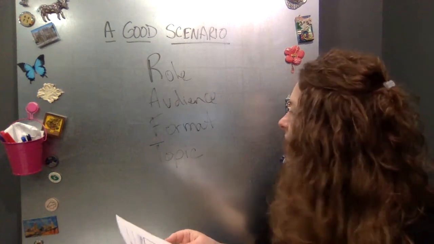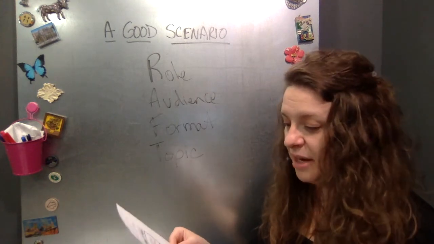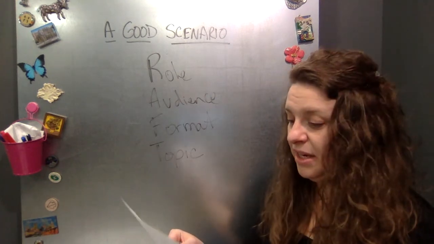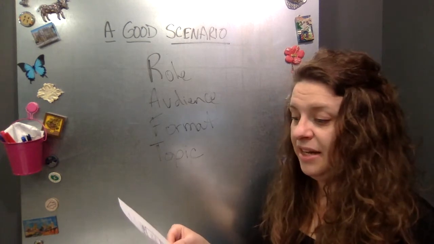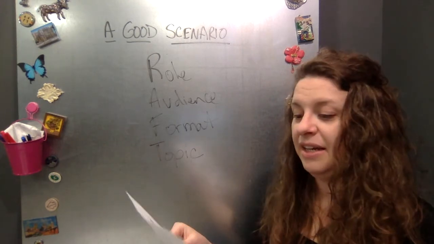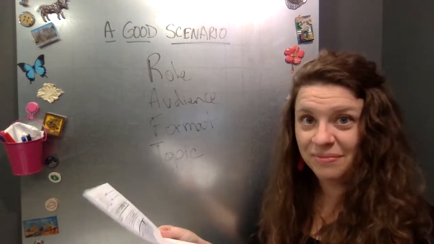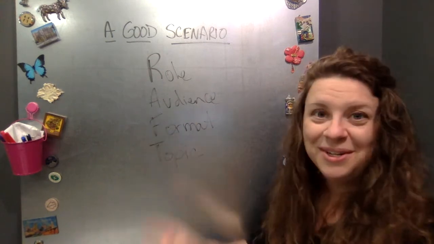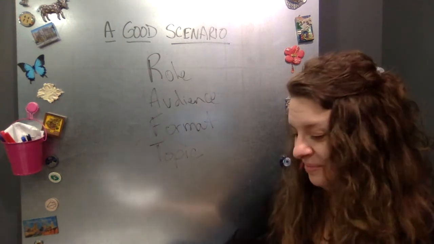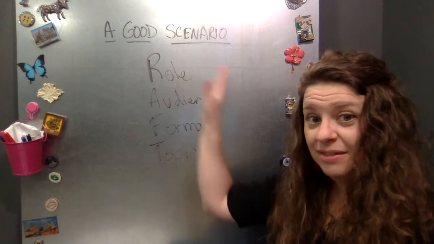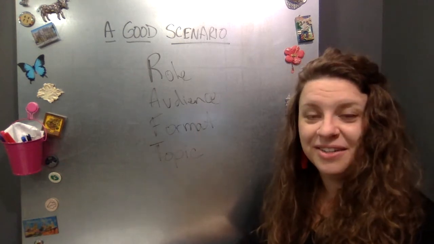All right, and then the last one is the topic, and the topic here is submitting and explaining this design that represents community and its diversity. So there you go. There's another example with all of those in there. Okay, so that's all great to have when you're writing your scenarios.